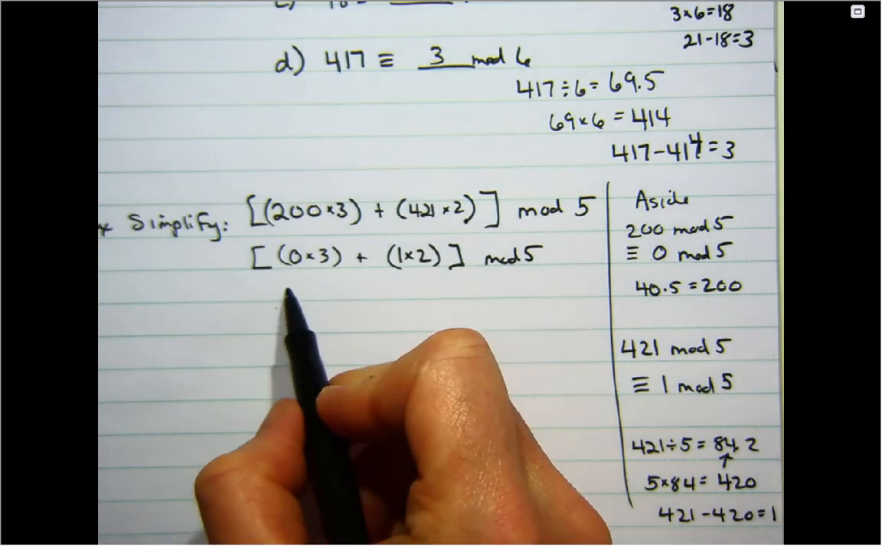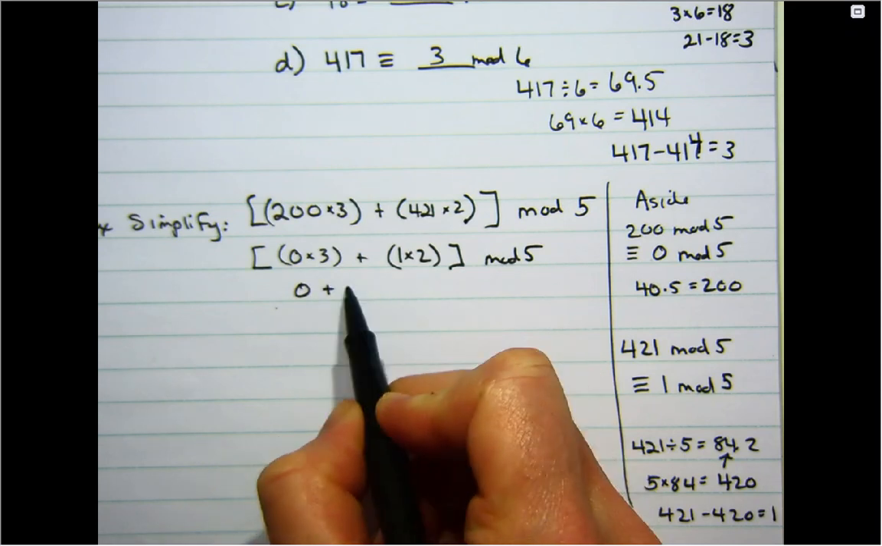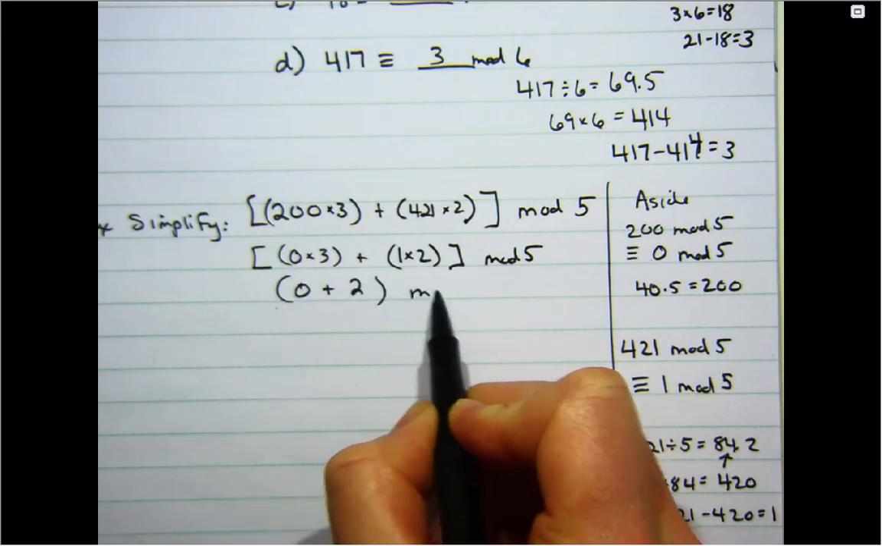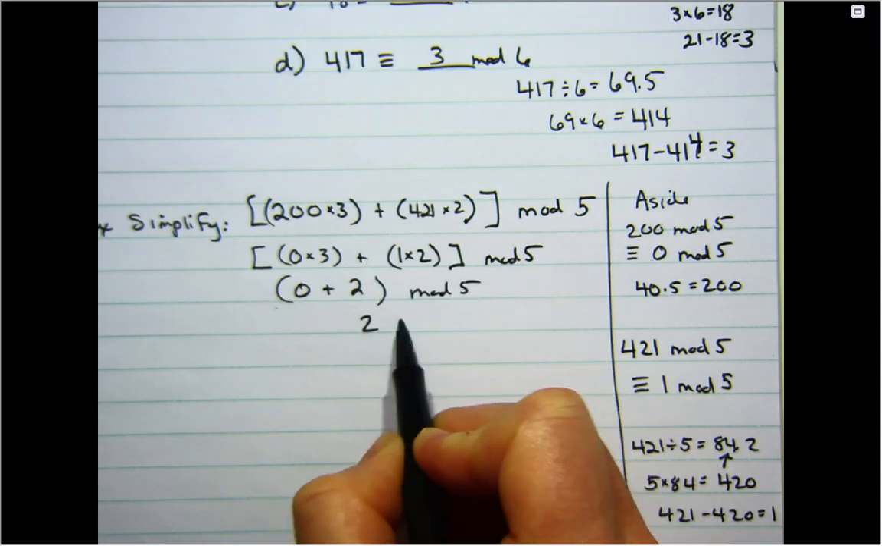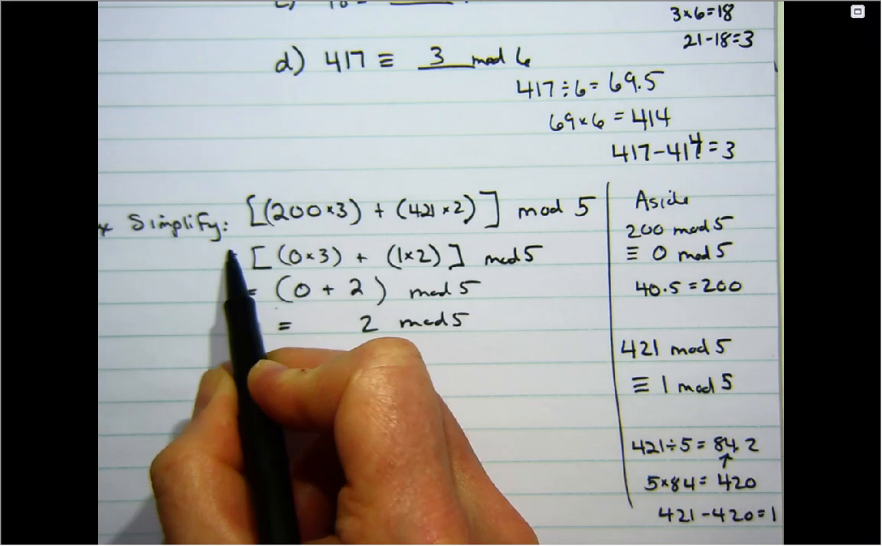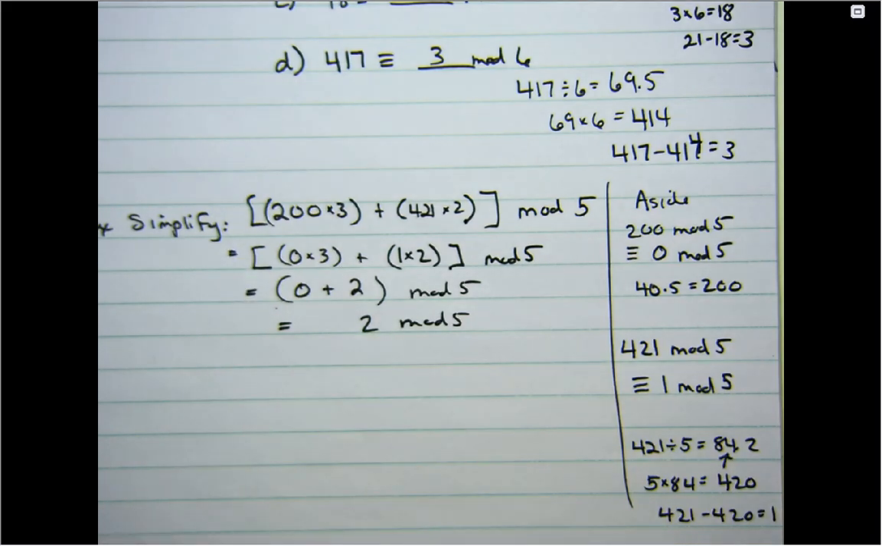So you have the 0 times 3, which is 0, and the 1 times 2, which is 2. So we get 2 mod 5. So the answer is 2 mod 5.